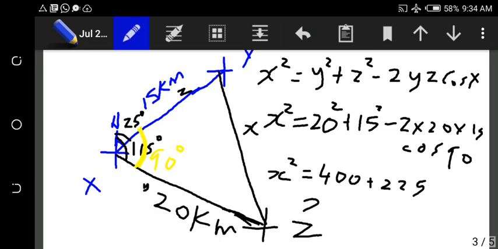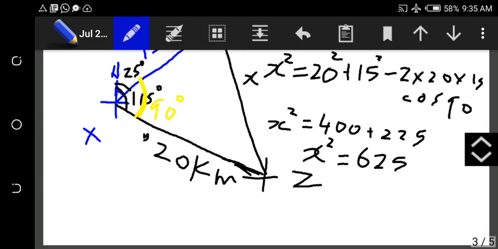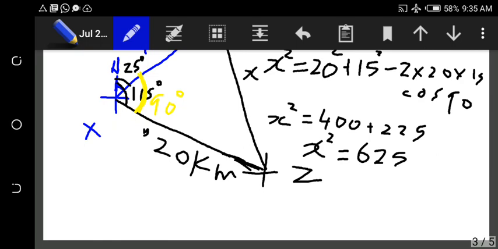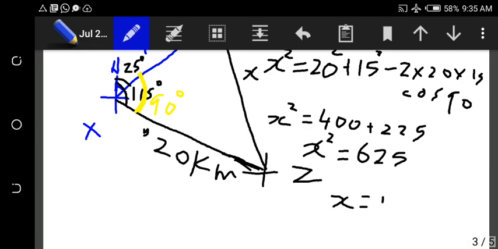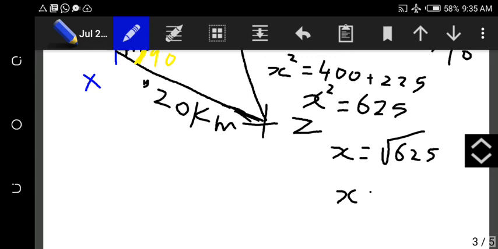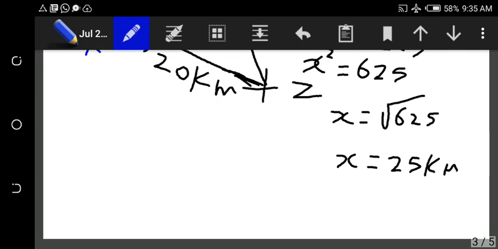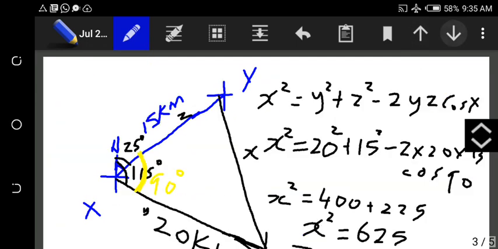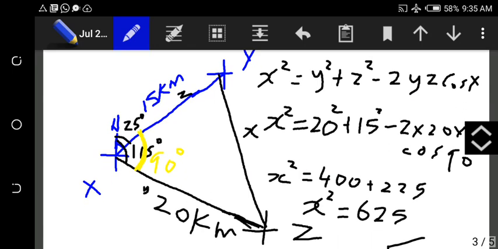So x squared is equal to 400 plus 225, which will give us 625. Now for us to get our x, we take the square root of both sides, so x is equal to the square root of 625, and that will give us x is equal to 25 kilometers. It therefore means that the distance YZ that we're looking for, from here to here, is 25 kilometers.